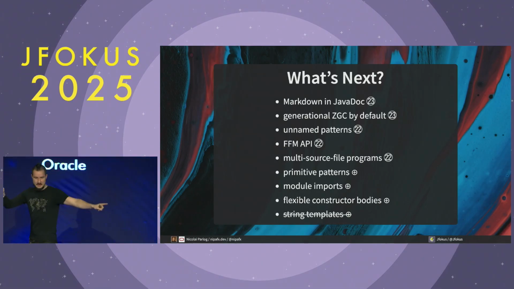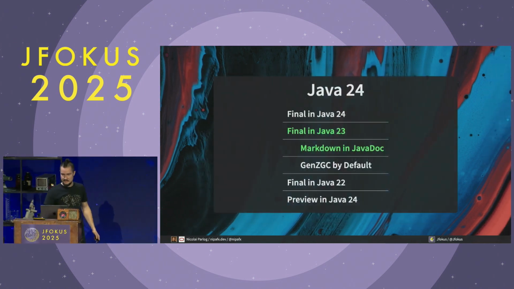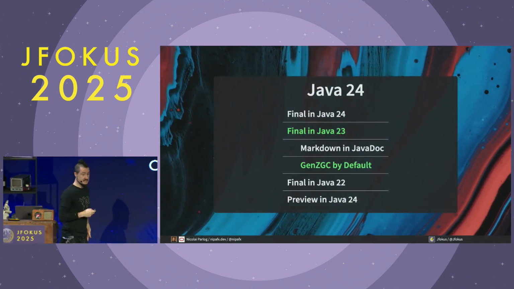Primitive patterns, and ZGC. I heard ZGC, let's go there. That's super easy, and then we go to the primitive patterns and see how far we get there. Generational ZGC, quickly explained.